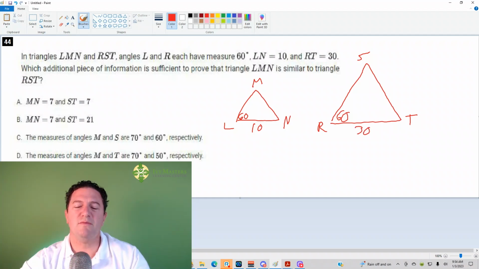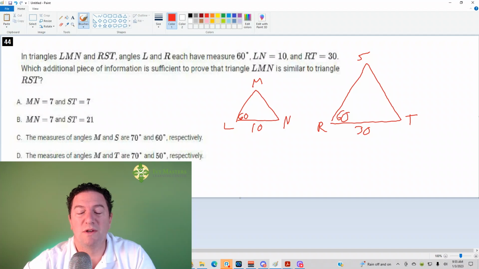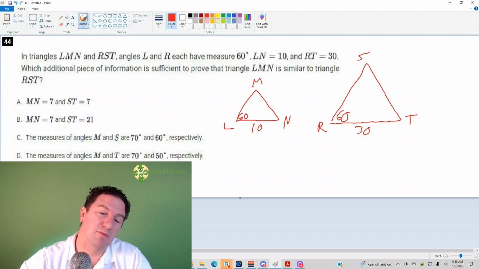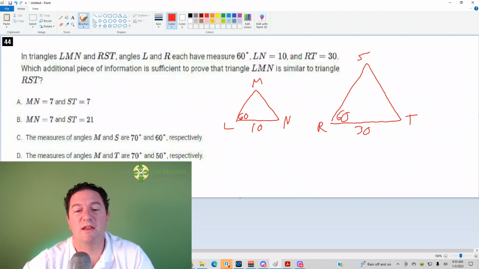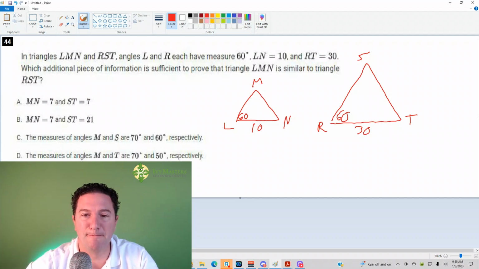So RT being 30, LN being 10, you know there's a little something here called scale factor, which is how many times bigger is the bigger triangle than the smaller triangle. How many times smaller is the smaller triangle than the bigger triangle? We could say that it's 1 to 3 or 3 to 1 or 3 times or 1/3, depending on whether you're looking big to small or small to big. So let's look at our options, and what we'll do is we'll label and erase as we go.